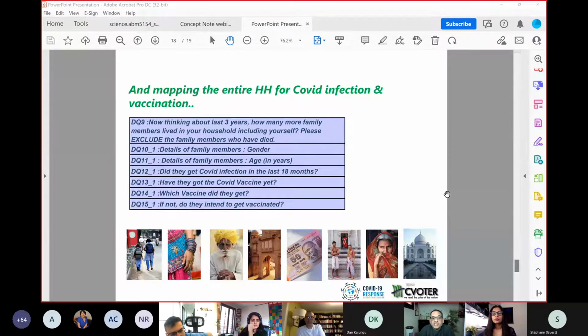If yes, which particular vaccine? If not, do they intend to get vaccinated? If not, what is the reason they do not intend to get vaccinated? And by the way, this is the data which, right from the starting of the vaccination, we have been tracking in India. This is the data which told very clearly that there is literally zero vaccine hesitancy as far as India is concerned.